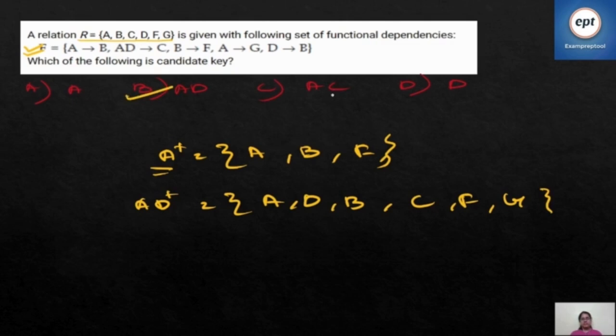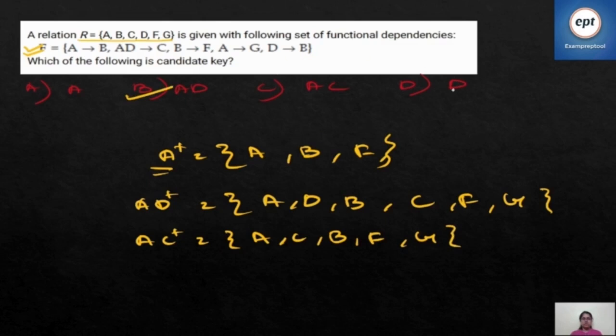Now let's check for AC. If we take AC, from A we are able to derive B, from B we are able to derive F, and from A we are able to derive G. Anything else can be derived? We cannot derive D. So AC is not the candidate key.